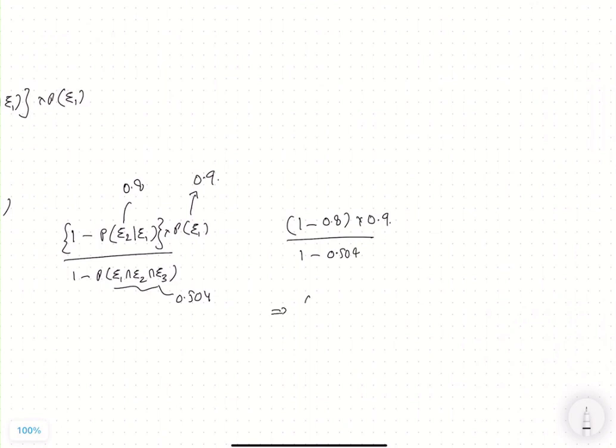That will become 0.2 times 0.9 divided by 1 minus 0.504, which is 0.496. That is 0.2 times 0.9, that is 0.18, divided by 0.496. That is equal to 0.3629, or 0.363 up to 3 decimal places.